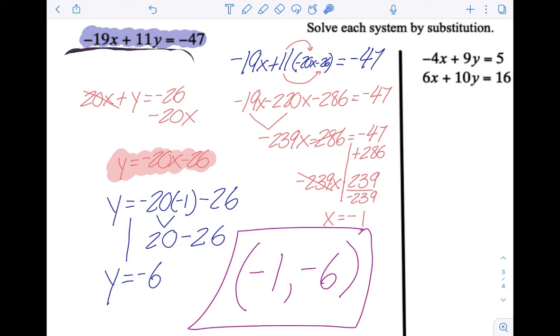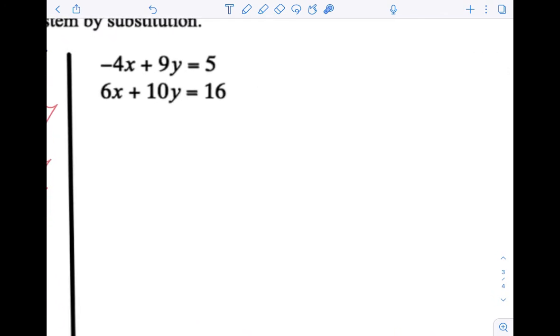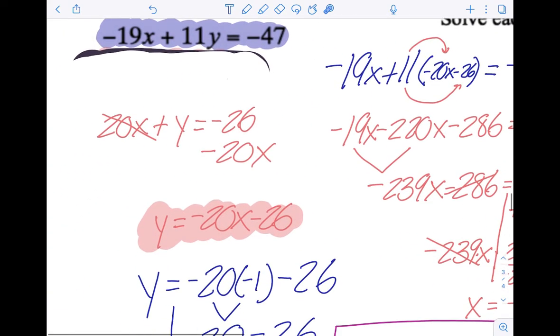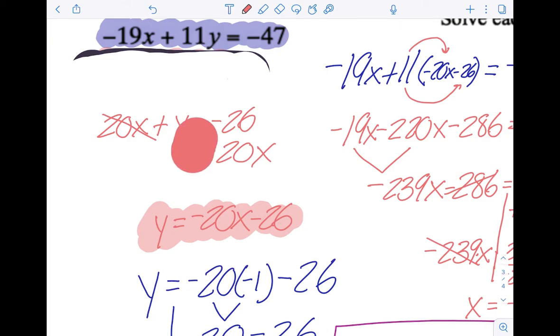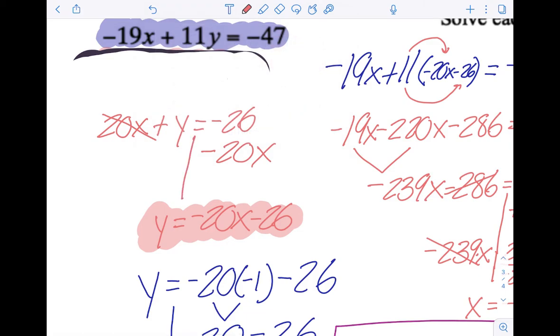Now, let us do the second example. That's it. A little bit more complex as well. So, I want to get something by itself, equals y or x by itself. On this first example, fortunately for me, y was kind of already by itself. All I had to do was move 20x over to the other side, and then y was by itself.